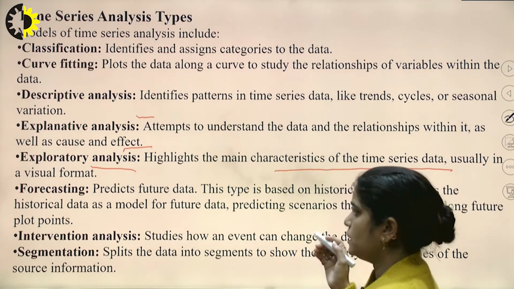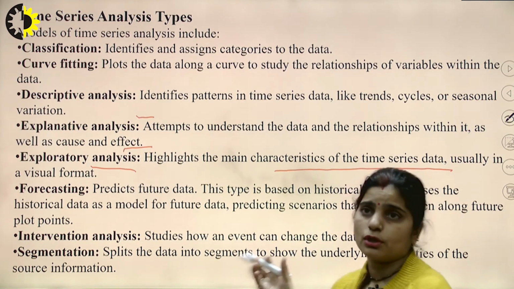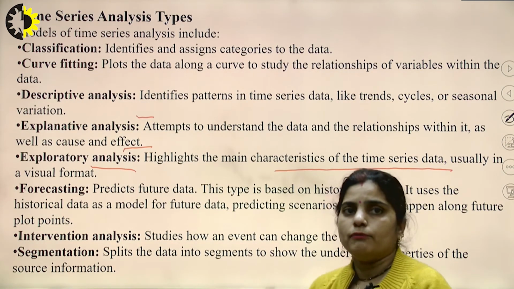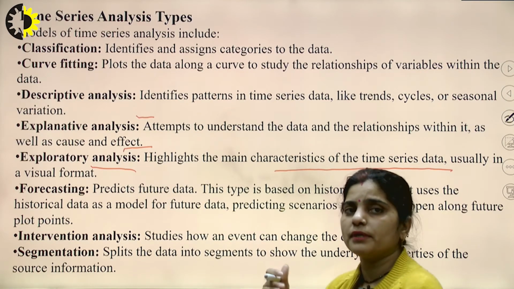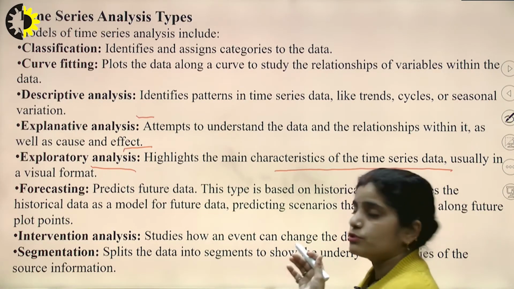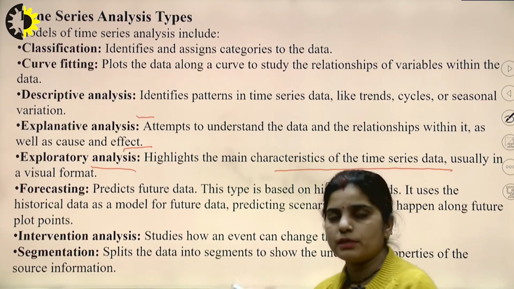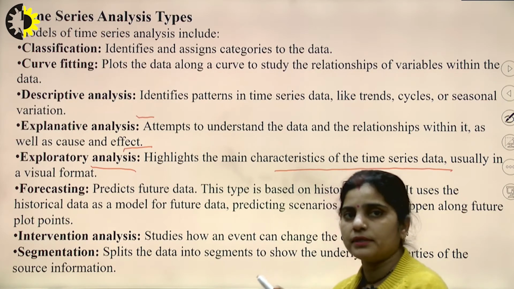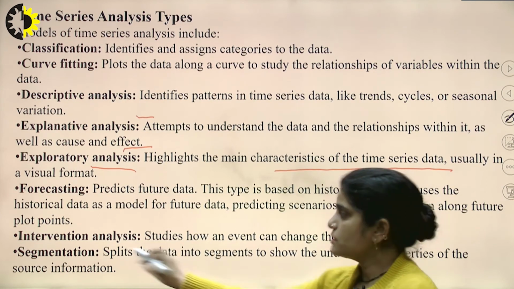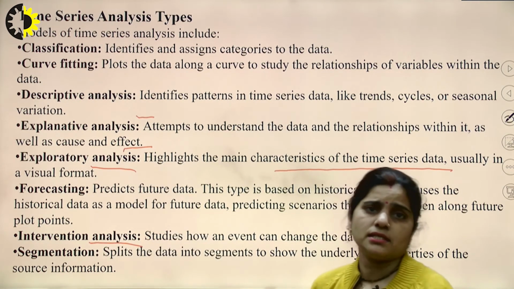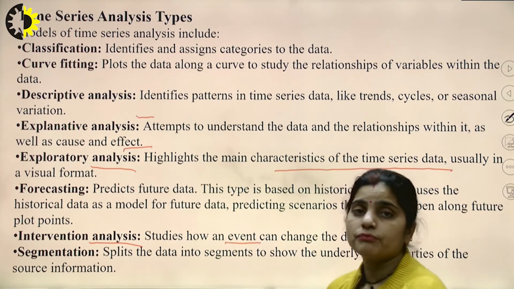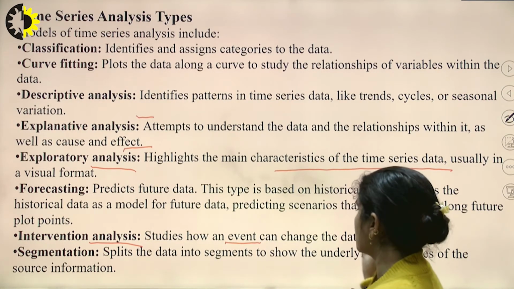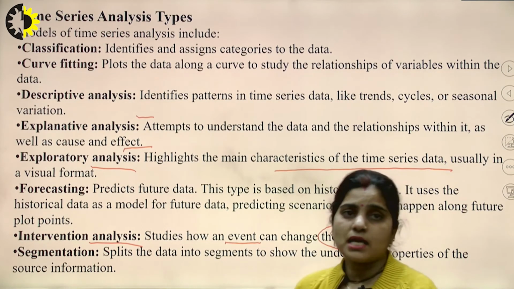And in this, it uses the historical or past data as a model, by the help of which it can predict the future data. Means based on the past data, it can predict the future data. Next one is intervention analysis. In this, it studies how a particular event or how different kinds of events can change the trend of the data. Last one is segmentation.